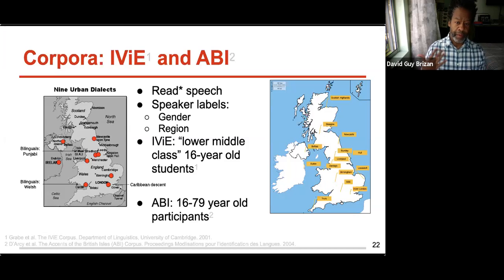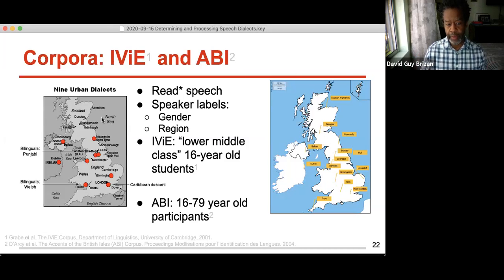So in both of these, there were a bunch of speakers from a bunch of different places. They read a bunch of speech. There are a bunch of labels on the IVIE corpus, gender and region and a bunch of other things. But they were all 16-year-old students at the time. So this is 2001, so they're fully adult by now. ABI did not have as many labels, so the labels were just about where the person was from.